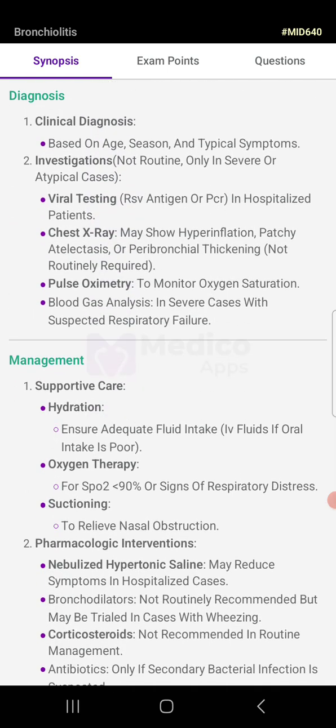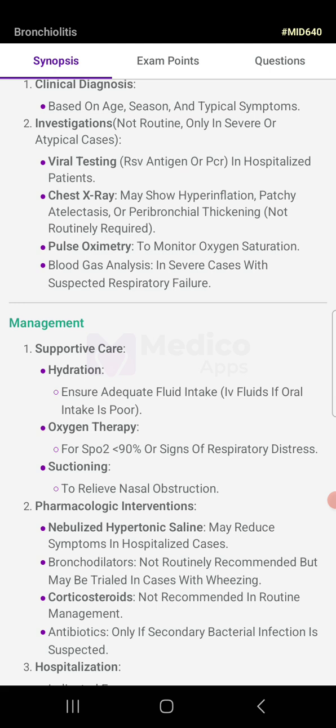Diagnosis, clinical diagnosis based on age, season, and the typical symptoms. Investigations not routine, only in the severe or atypical cases. Viral testing, RSV antigen or PCR in the hospitalized patients. Chest X-ray may show hyperinflation, patchy or peribronchial thickening, not routinely required. Pulse oximetry to monitor the oxygen saturation. Blood gas analysis in severe cases with suspected respiratory failure.